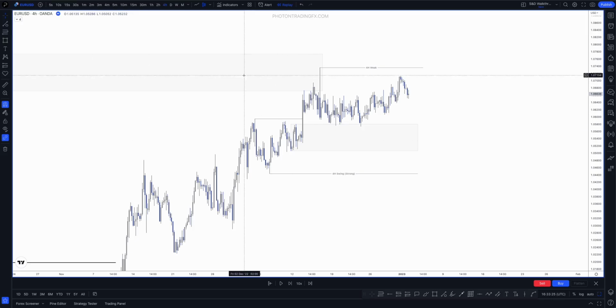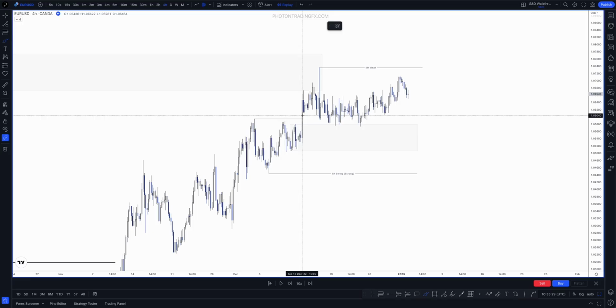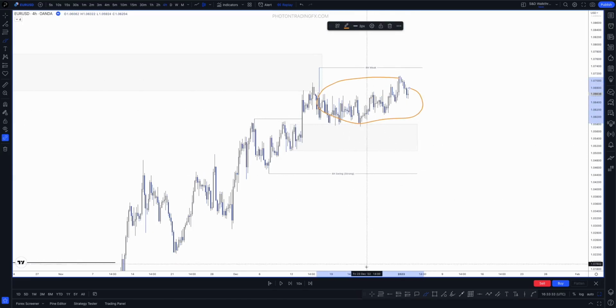So that's our structure. In terms of internal structure, it's not really too clear. We've kind of come down and broken that low, but then we've just been messing around. This whole price action, if you look below, this is the end of the year, right? December. So typically you'll see that where there's no real direction because there's not a lot of institutional volume going through the market, right? Markets are very, very quiet, understandably. So I wouldn't read too much into this.